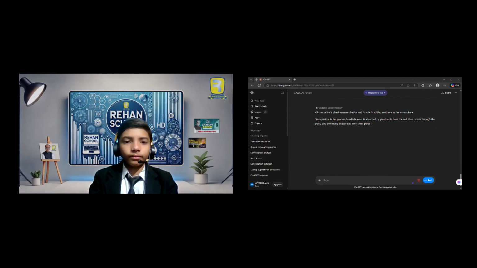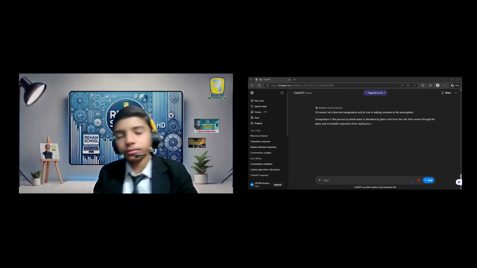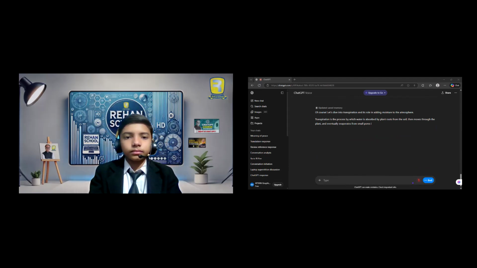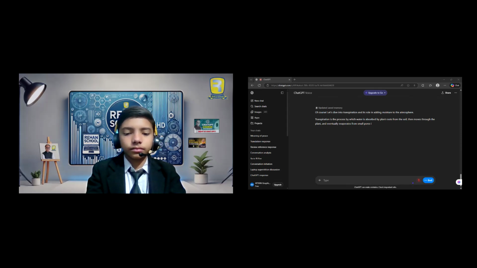First, let's look at how transpiration works. Plants take up water from the soil through their roots. This water travels up through the plant via a tissue called xylem, reaching the leaves. Once in the leaves, water moves into the cells and eventually evaporates into the atmosphere through the stomata. This evaporation of water vapor from plant surfaces is what we call transpiration.